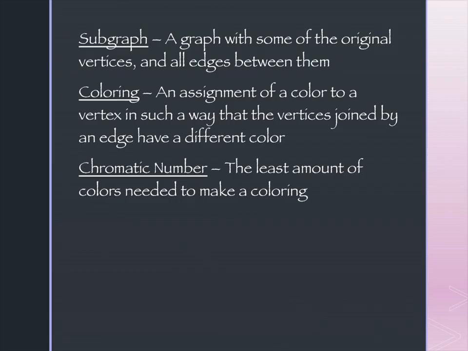A coloring is an assignment of a color to a vertex in such a way that vertices joined by an edge have a different color. And a chromatic number is the least amount of colors that are needed to make a coloring.